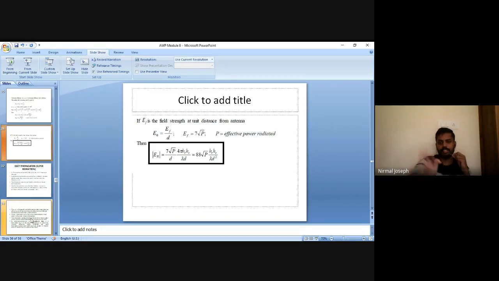So based on that, we can represent ER as 7 root P by D into 4 pi HTHR by lambda D. Then we can put all the constant values and calculate. The value of pi we can put, and 4 into 7 will give 88. So 88 root P HTHR by lambda D square. This derivation is important. Only a few derivations are in this module, out of which this one is particularly important.